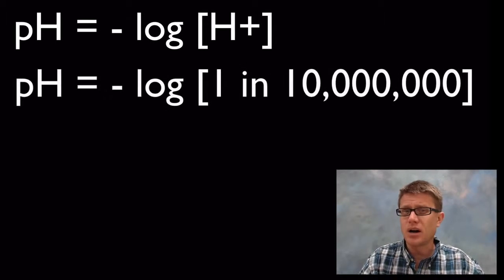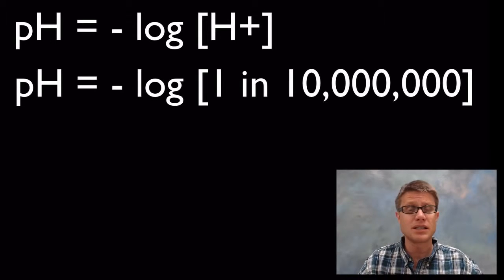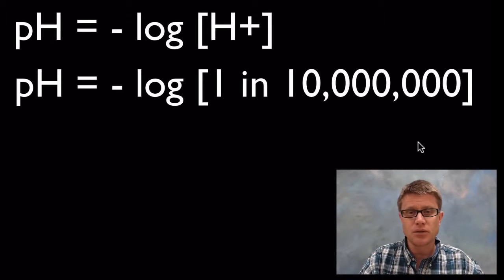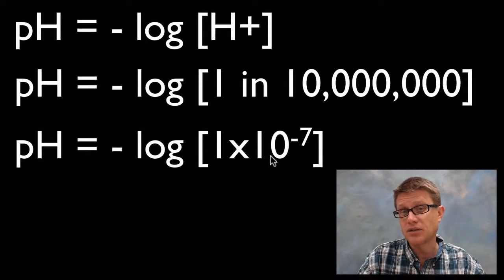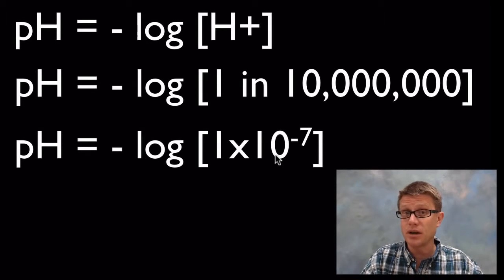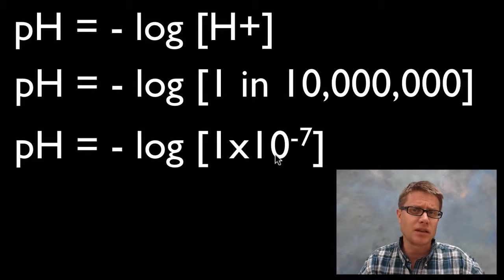And so it's the negative log, think of this as 1 in 10 million. And this would actually be a molar concentration, but we're keeping it conceptual right now. And so if we take the negative log of that, let's write 1 in 10 million in scientific notation. And so it's the negative log of 1 times 10 to the negative 7. So this is going to be a really small number here. And this is where the math gets really easy.